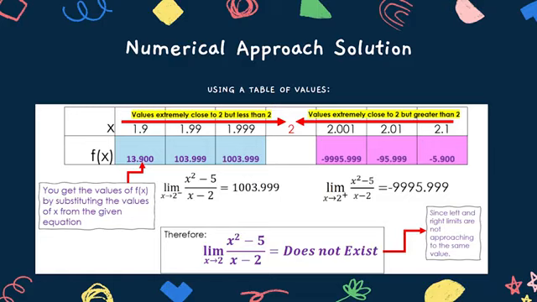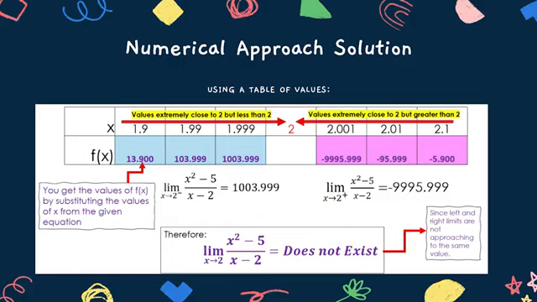And we can observe here that the values of f of x from the left, we have 13.900, 103.999, 1003.999, and there's the left limit. The limit of x squared minus 5 over x minus 2 as x approaches 2 from the left is 1003.999. Let's compare it with the limit from the right.